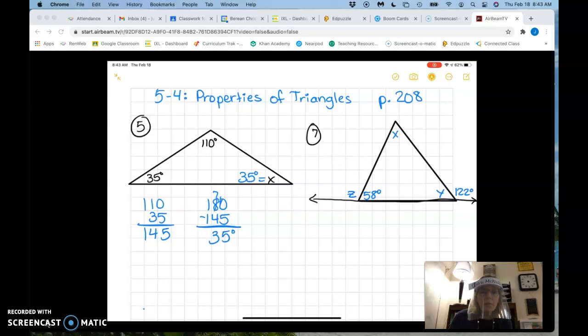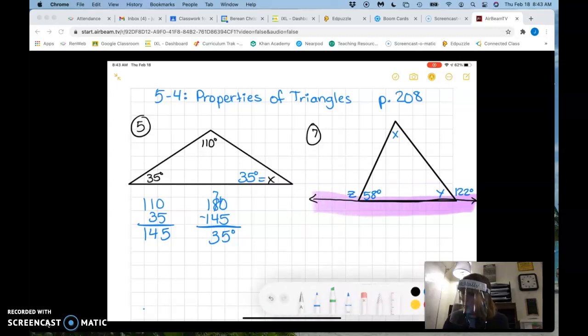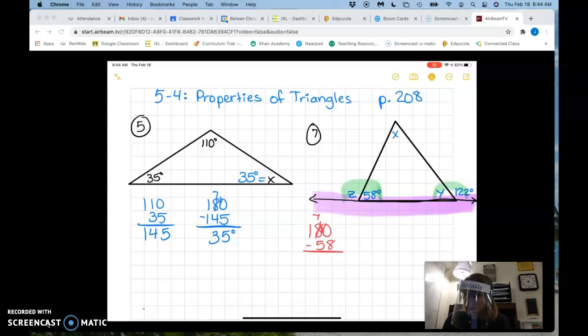We're going to use that property about the exterior angle to help us solve this one. Or we can just use the supplementary angles to find the answer to this one, because I see this straight line at the bottom. So I know that I could pick either these two and they're going to equal 180, or these two together are going to equal 180. So let's find z first. I'm just going to do 180 minus 58. I got 122.